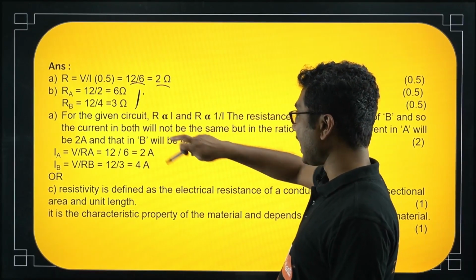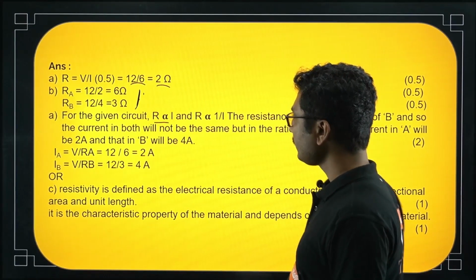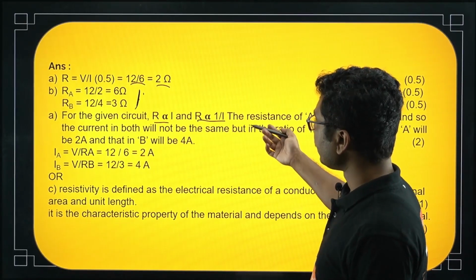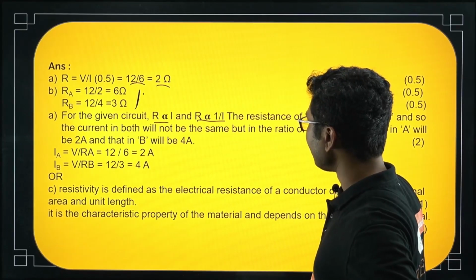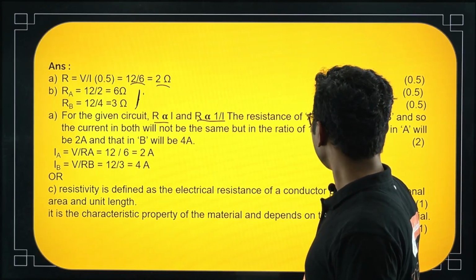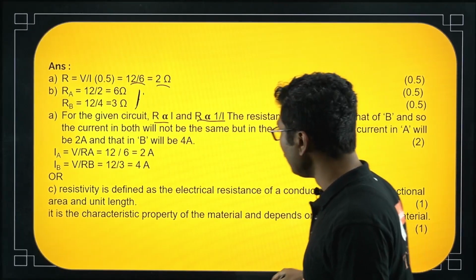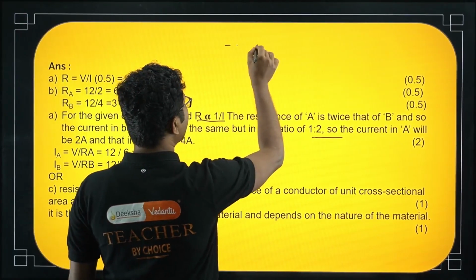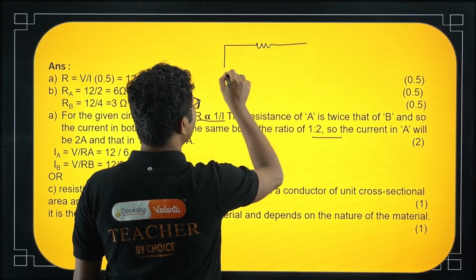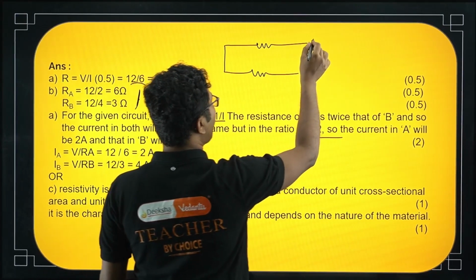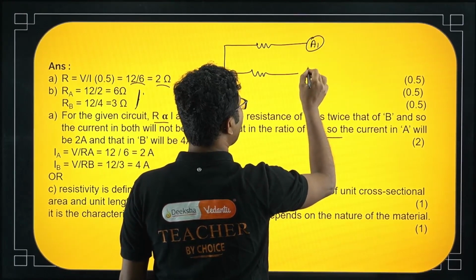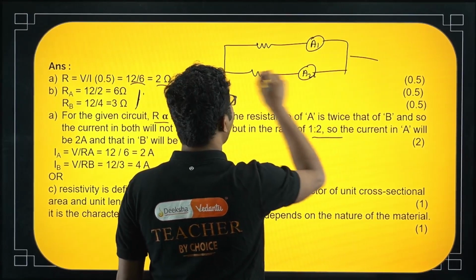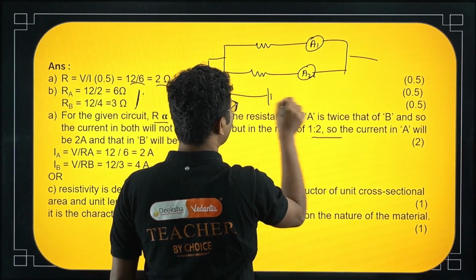For the given circuit, R is proportional to L. They have tried to give you some explanation about the current, which I feel is not super cool. So we have already calculated RA and RB, and we are trying to find the currents in A1 and A2, and they are connected in parallel with a battery of 12 volt.